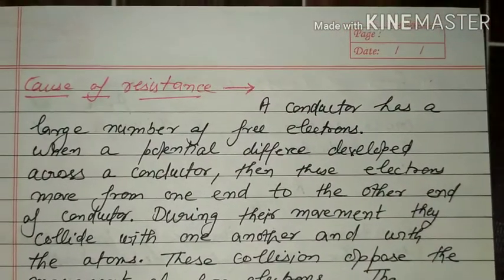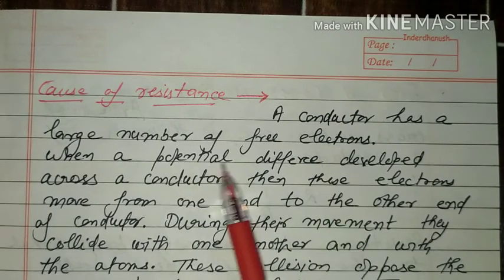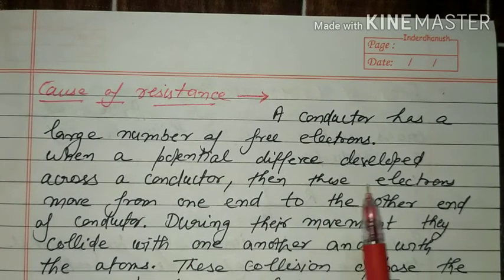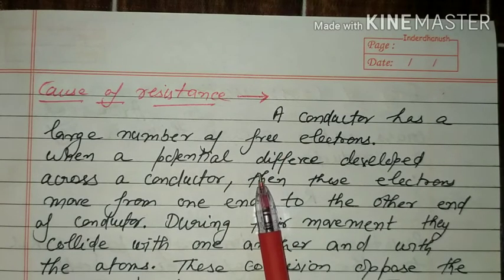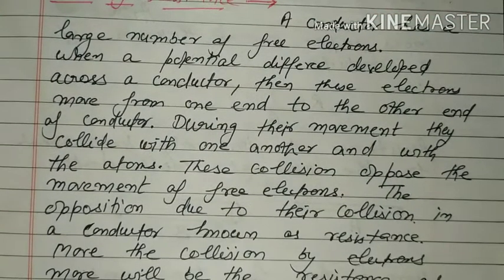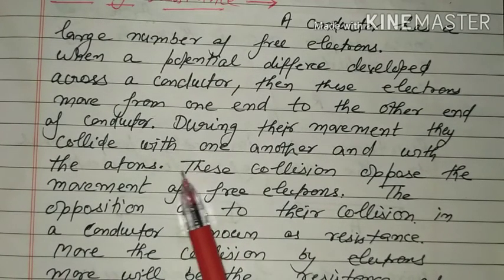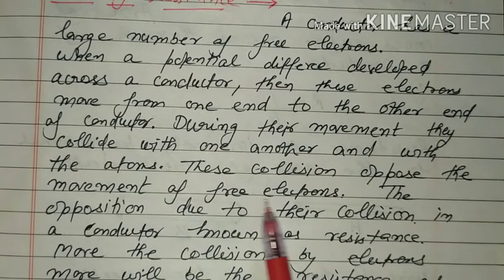Now, the cause of resistance. How does resistance arise in a conductor? As we know, a conductor has a large number of free electrons. When a potential difference develops across a conductor, meaning when we connect it to a battery, these electrons start moving from one end to the other. During their movement they collide with one another and with atoms. These collisions oppose the movement of free electrons.